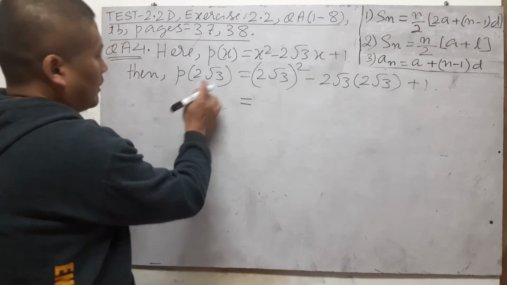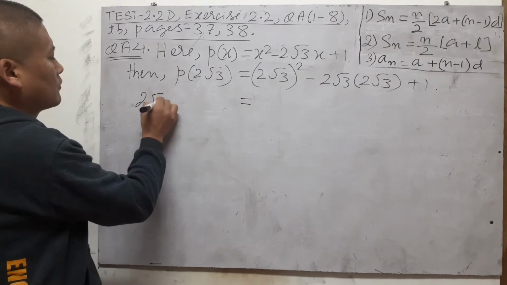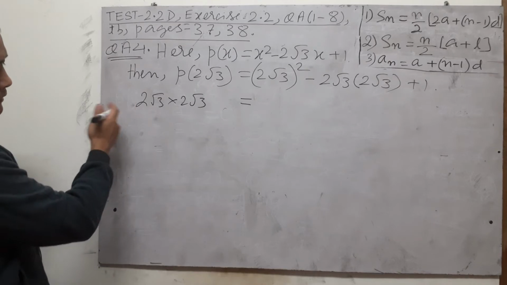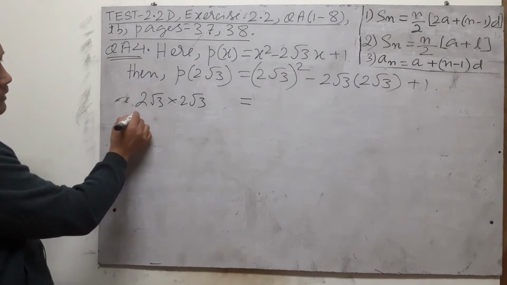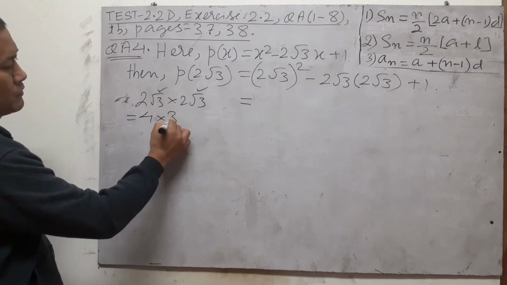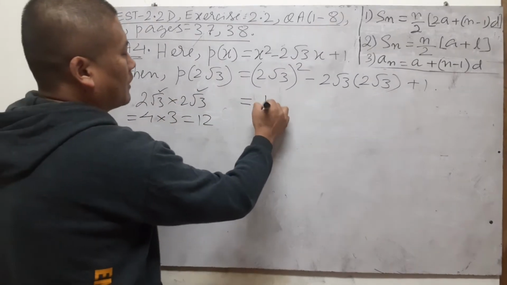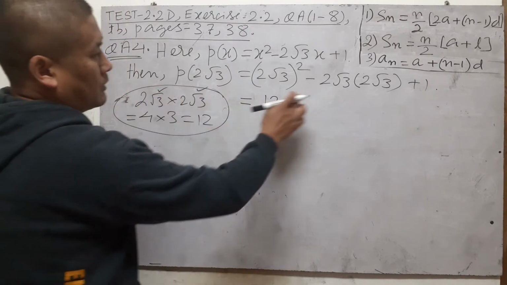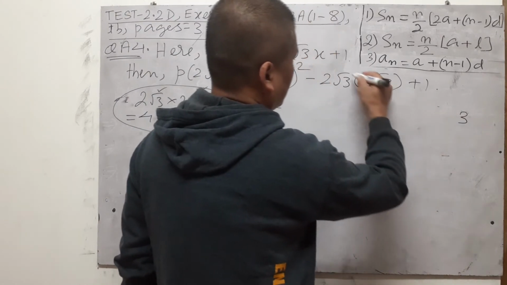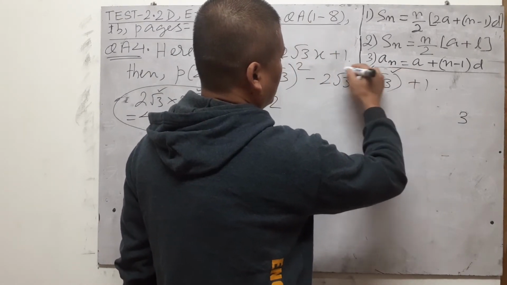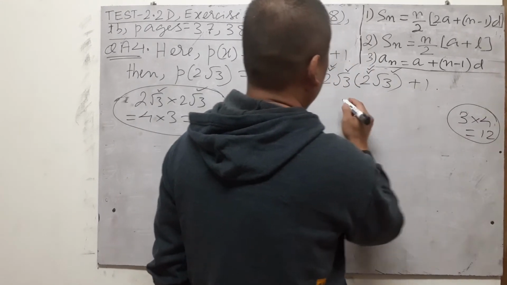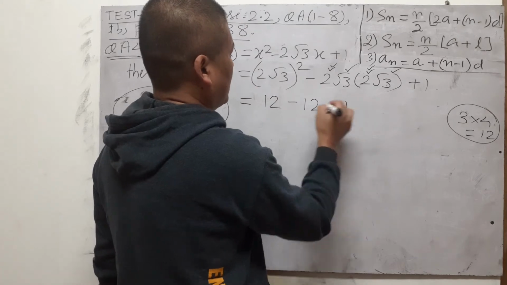So 2 root 3 squared means 2 root 3 into 2 root 3. If you want, you can write it in your rough work, but it's okay if you don't. That will be 2 2s are 4, and root 3 into root 3 is 3, so 4 3s are 12. So this will be 12. Then here, root 3 into root 3 is 3, 2 2s are 4, so 3 4s are again 12. So here minus 12 plus 1.